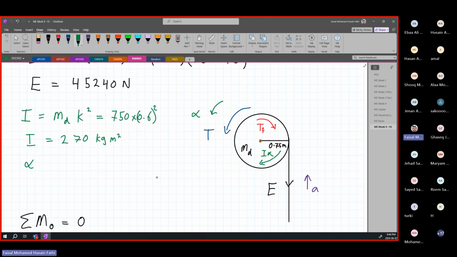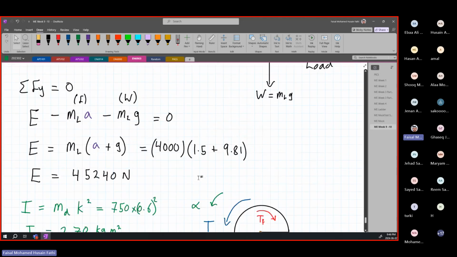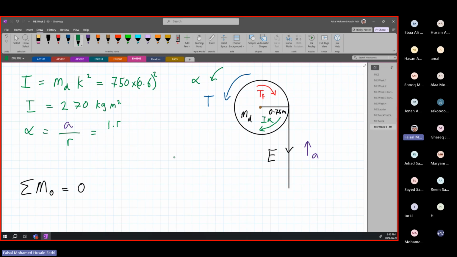Again, alpha is simply equal to acceleration, which we have, over the radius r. We know our a is equal to 1.5 meters per second squared, and our radius we found is 0.75. So 1.5 over 0.75, which is 2. All right, so alpha is 2 radians per second squared because we're talking about angular acceleration. Okay?